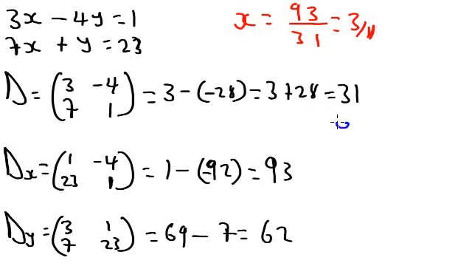Now what about y? Y will be the determinant of y, which is 62, divided by the determinant of the coefficient matrix, which is 31. And that will result in 2. So therefore, x is equal to 3 when y is equal to 2. And that is the solution to this problem. Hopefully you now know how to make use of Cramer's rule to solve a system of equations.